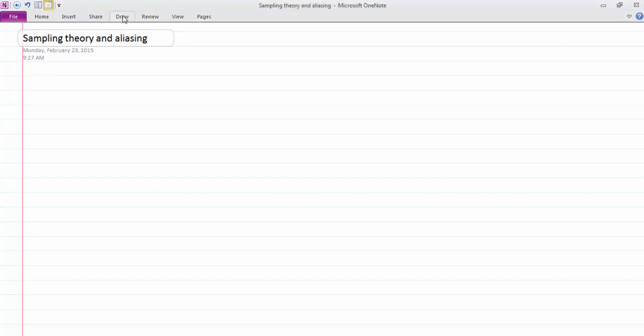So we have discussed two main things. One is how can you make sure there is no loss of information if you are sampling a band limited signal, and the second is if there is no loss of information, how do you reconstruct the original signal?